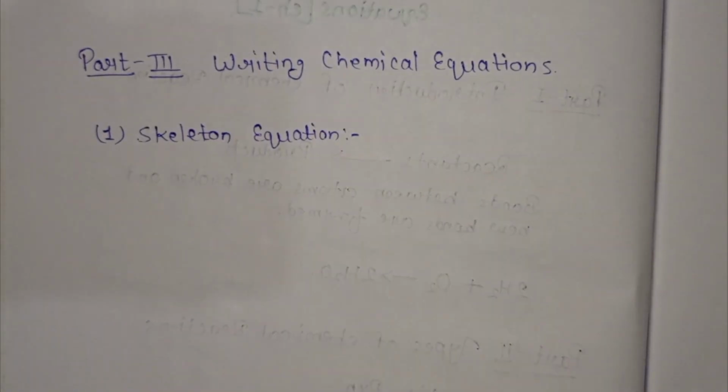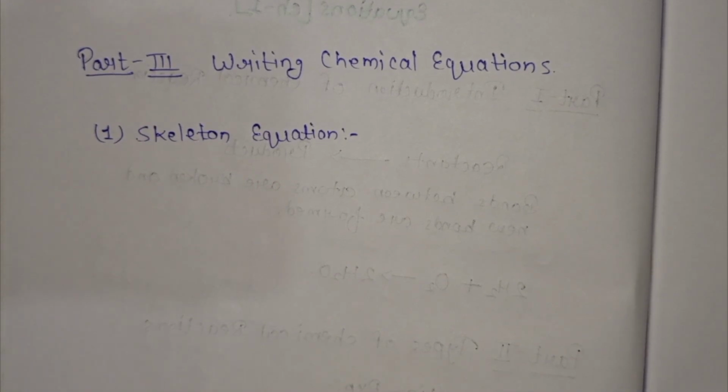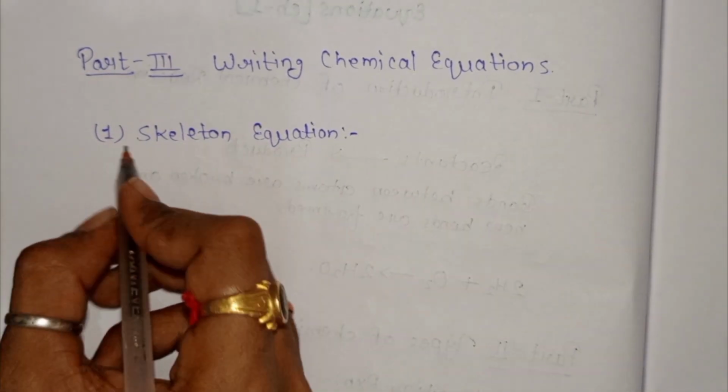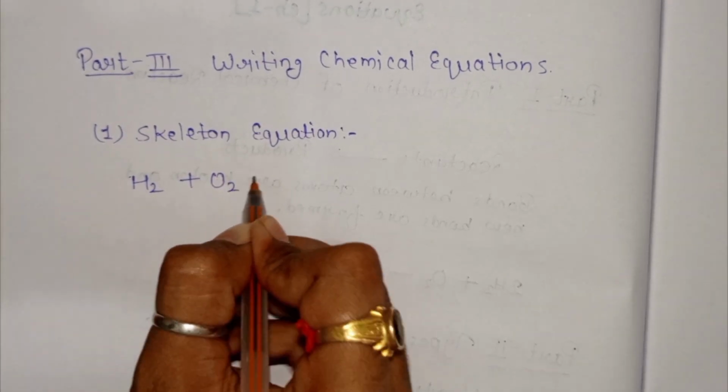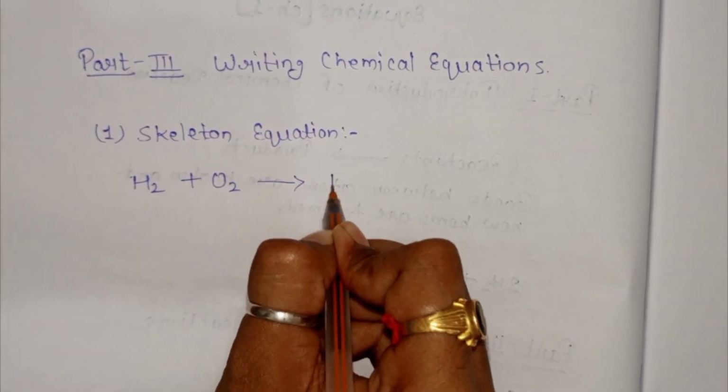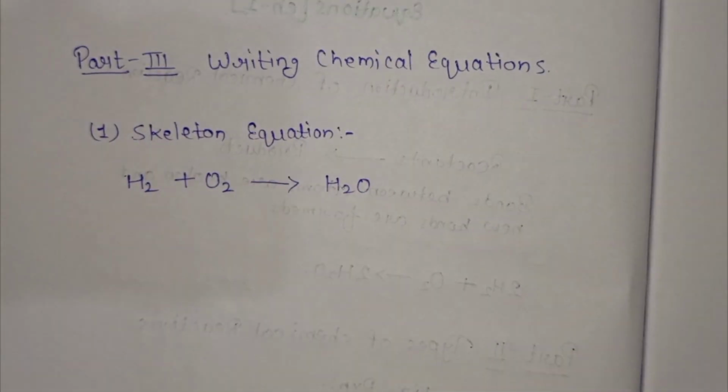A skeleton equation is just the unbalanced version of the chemical equation. It shows the reactants and products, but the number of atoms on both sides is not equal yet. For example, H2 reacts with O2 and gives the product H2O. This is a skeleton equation.